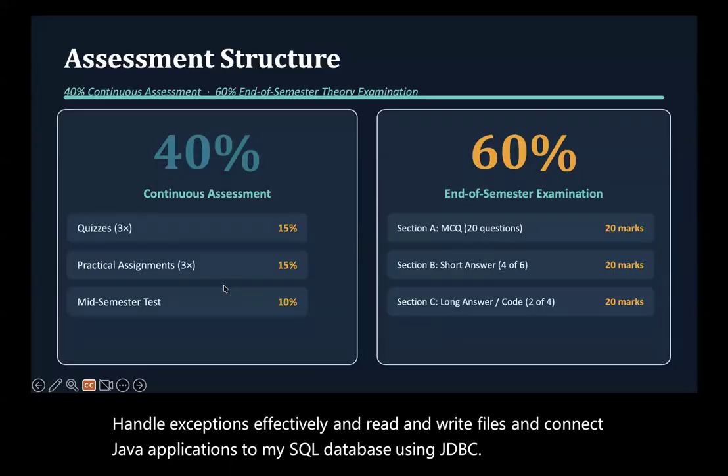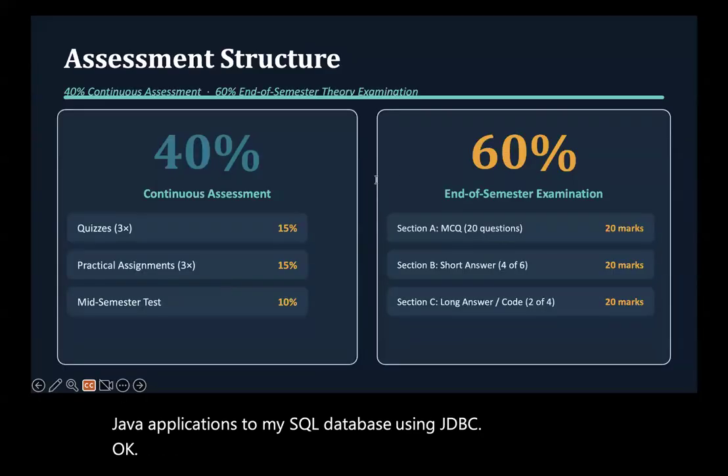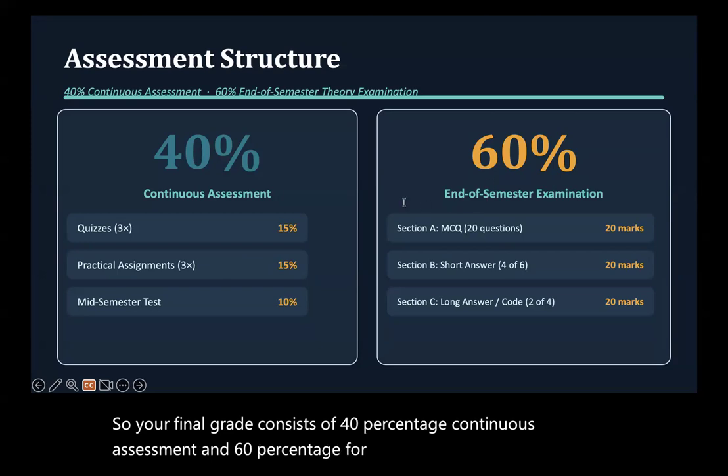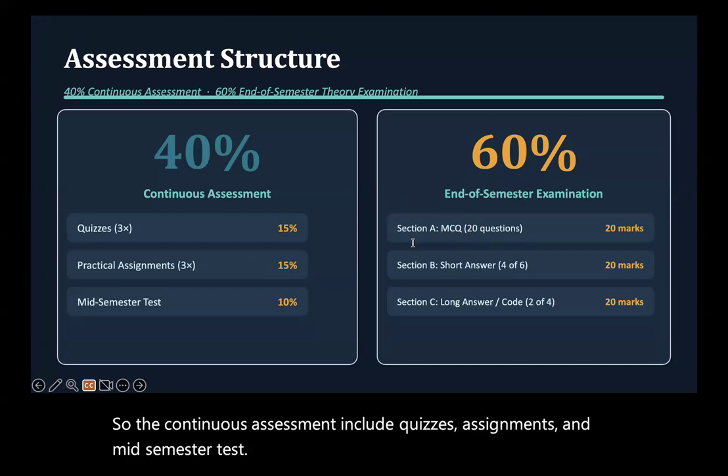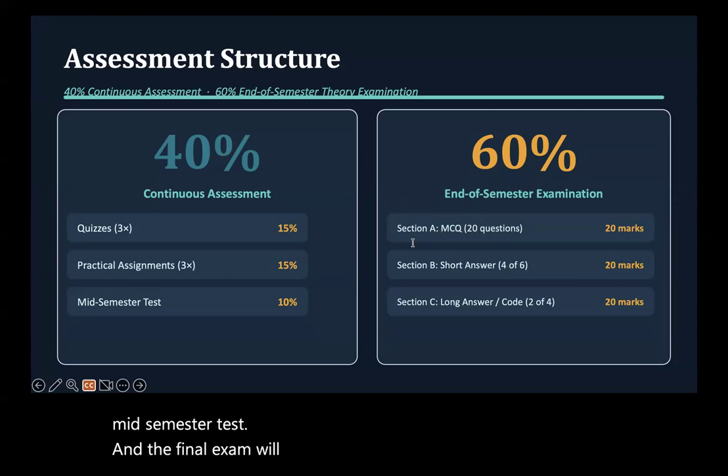Your final grade consists of 40% continuous assessment and 60% for the final exam. The continuous assessment includes quizzes, assignments, and a mid-semester test. And the final exam will include multiple choice questions, short answer questions, and programming questions.